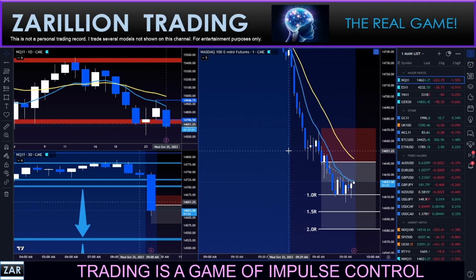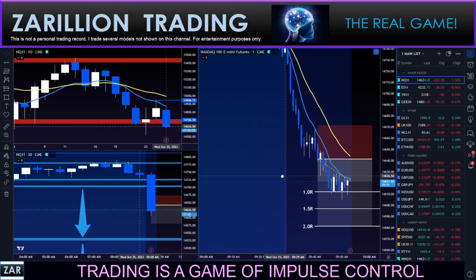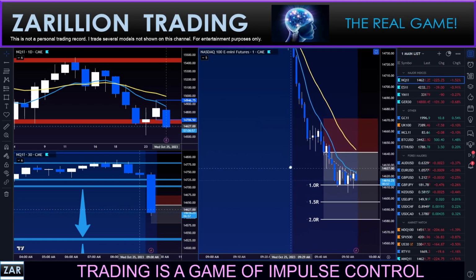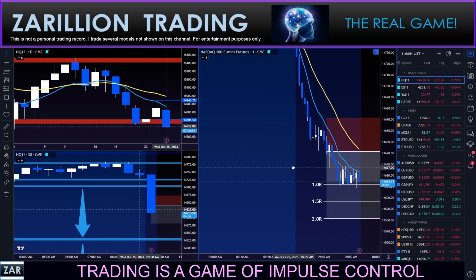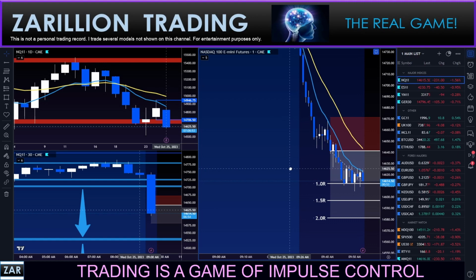No guarantees this will continue down, by the way. Obviously, there never is. And it's getting pretty extended here, but there's a lot of bearish momentum happening in this market now.